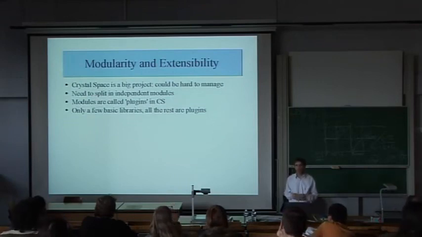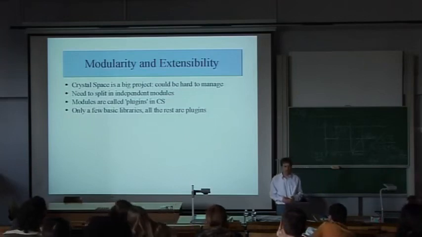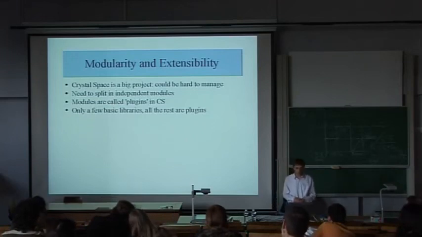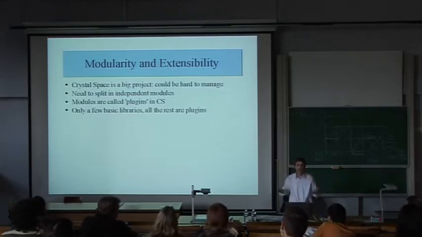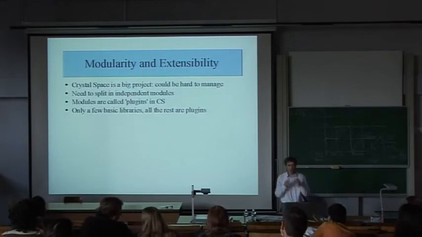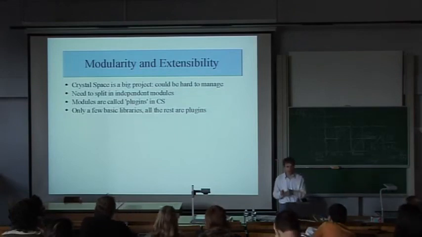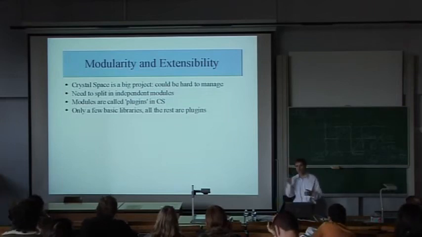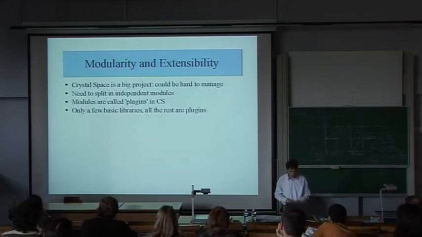Then another important feature of CrystalSpace is modularity and extensibility. CrystalSpace is a very big project. You saw 900,000 lines of code. But still, to make that manageable, it can't be one single library. That wouldn't work. So basically, the project is split into a lot of modules, more than 100 modules, different plugins. And all these plugins are more or less independent, or at least they only talk to other plugins through specific interfaces. So we call those modules plugins. It's a very important part of CrystalSpace. There are only a few basic libraries, and all the rest are plugins.